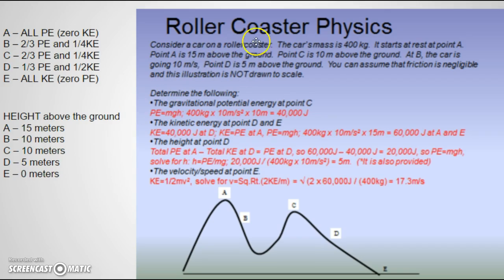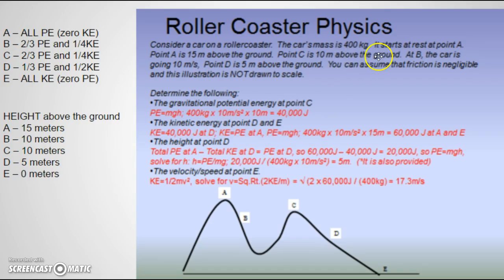So I'll do this little practice problem with you, and the next couple I'll let you solve. Always come back and use this one as a reference. So, roller coaster physics. Consider a car on a roller coaster. The car's mass is 400 kilograms. It starts from rest at point A on the roller coaster itself. Point A is 15 meters above the ground, so I recommend you draw a line and label this 15 meters.